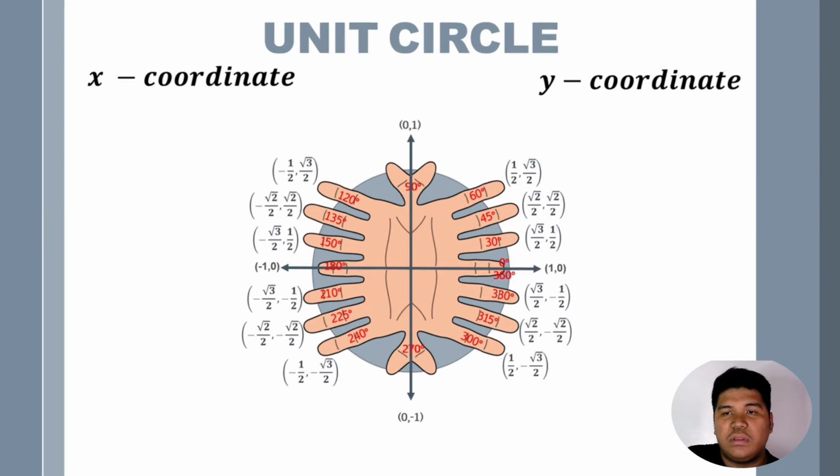0 degrees is equal to 0. 30 degrees is equal to pi over 6. 45 degrees is equal to pi over 4. 60 degrees is equal to pi over 3. 90 degrees is equal to pi over 2. Following this pattern, we can calculate the radian values of the entire unit circle.